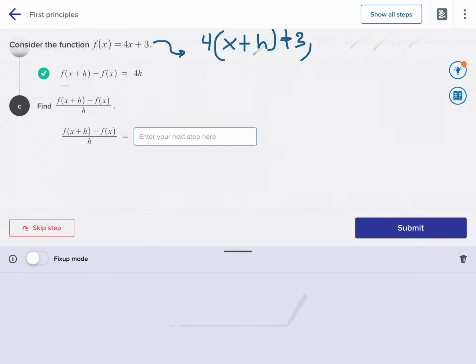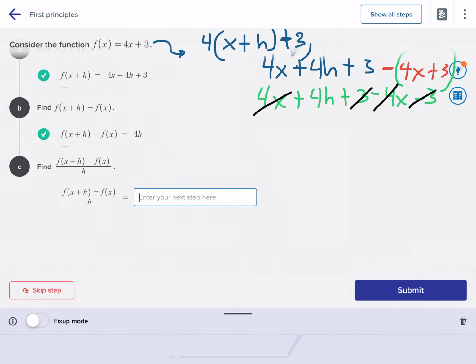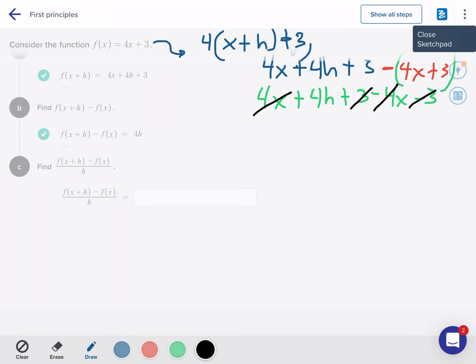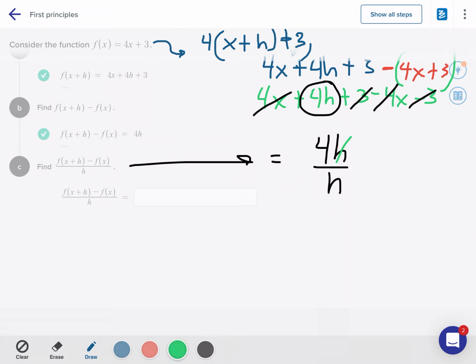Okay, and then finally find f of x plus h minus f of x all divided by h. Now I'm going to take that 4h, and I'm going to write equals 4h divided by h. Those h's will cancel, and I'm just left with 4.